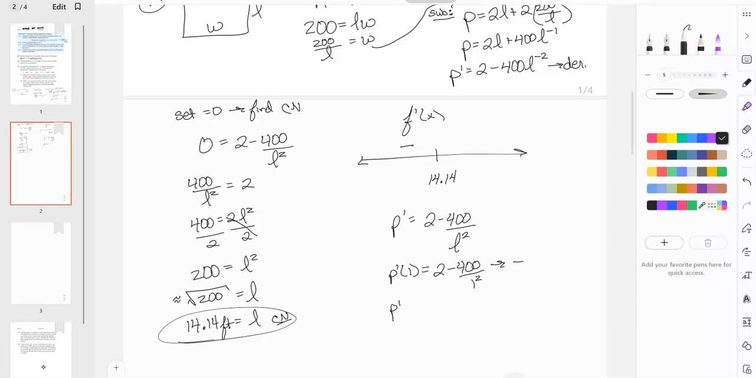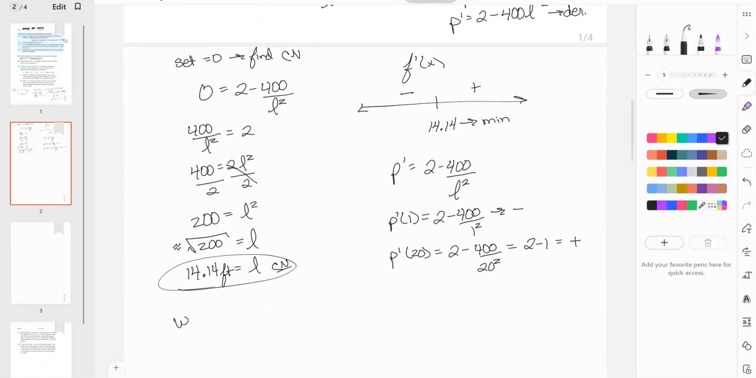And if we plug in something bigger than 14.14, maybe we plug in 20. And you can pick any number to the right. 2 minus 400 divided by 20 squared. 20 squared is 400, so this is really 2 minus 1, which is giving us a positive number. And remember, with the first derivative test, all we care about is the sign. So it's decreasing then increasing. That means this guy has to be a minimum.